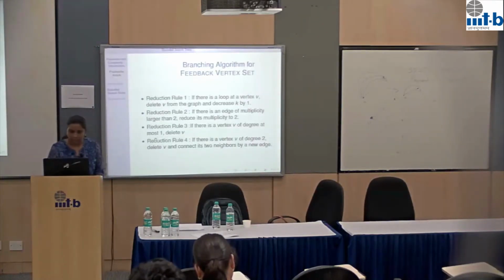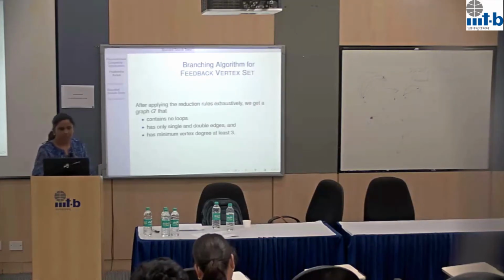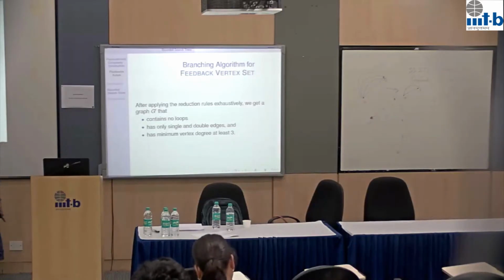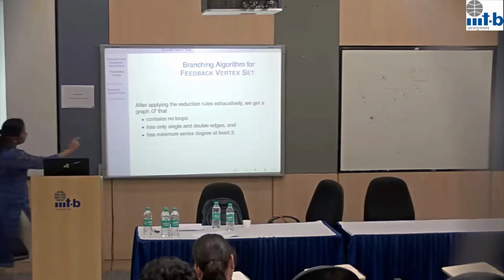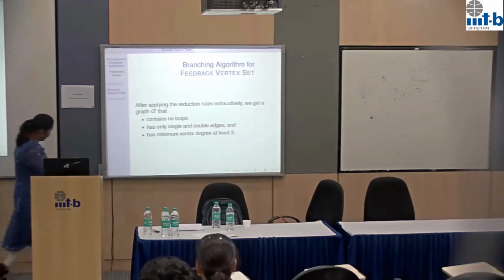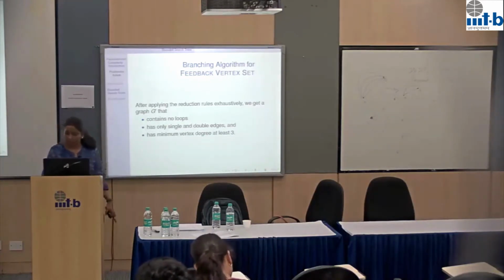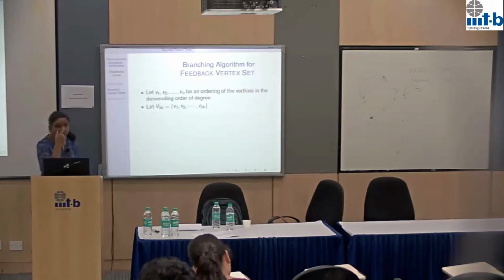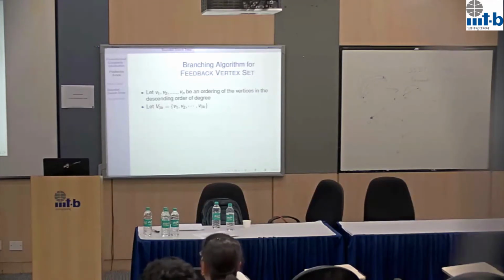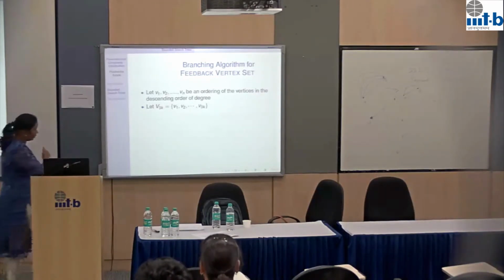The point of doing all this is that after this we get a graph which contains no loops, contains only single and double edges, and has minimum vertex degree at least 3, because degree 1 and degree 2 vertices have already been deleted. For such a graph we have some more structure. Such graphs with minimum degree 3 and no self loops have more structure. What is the structure I am talking about?